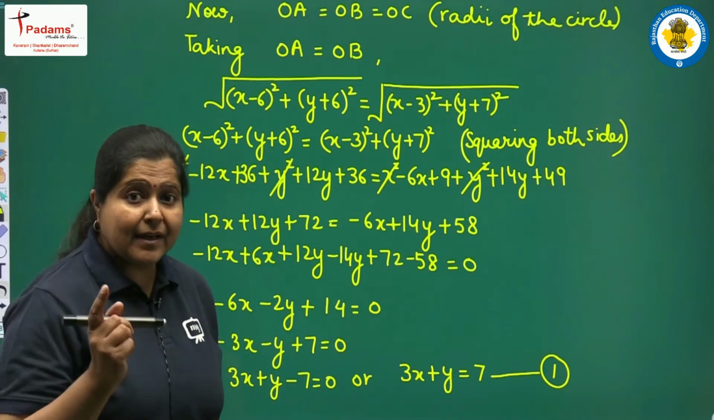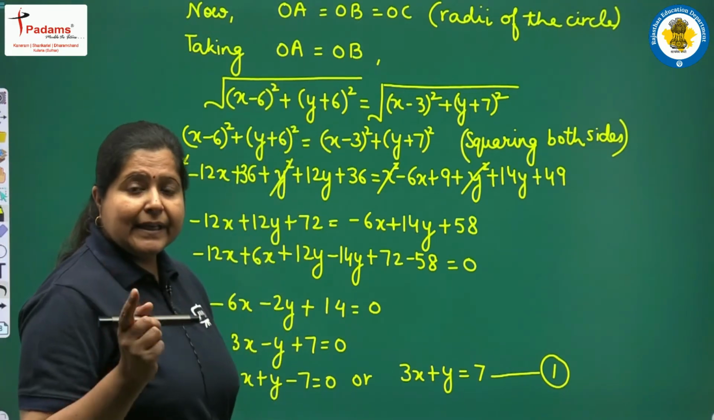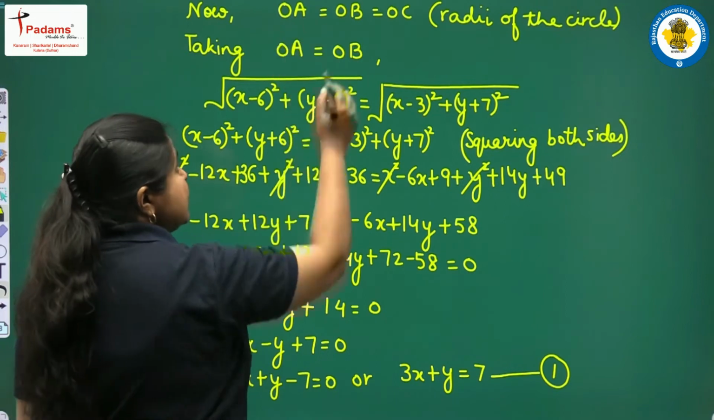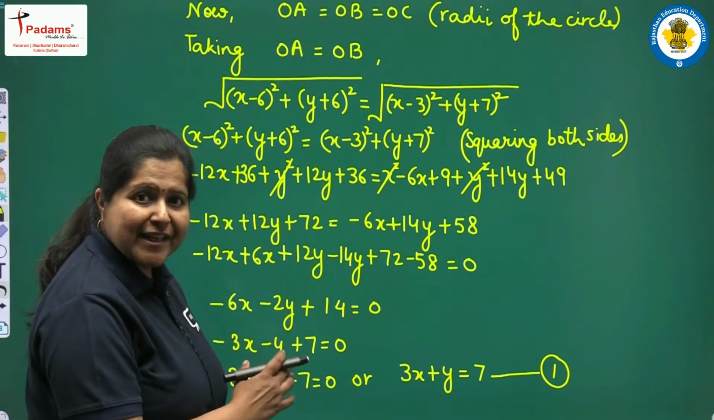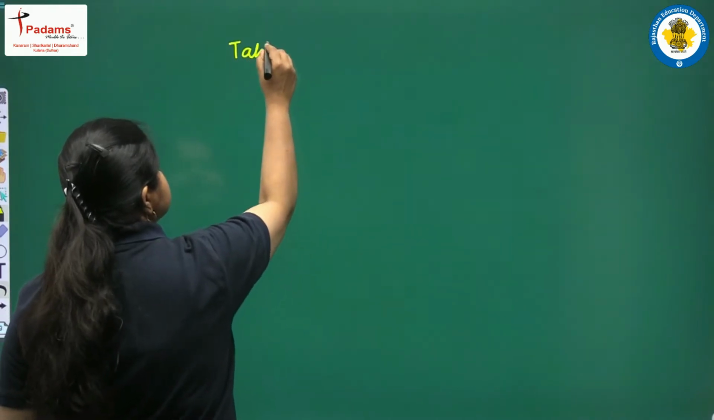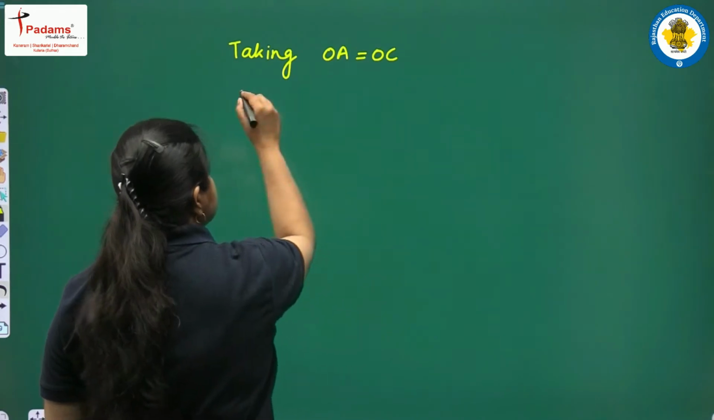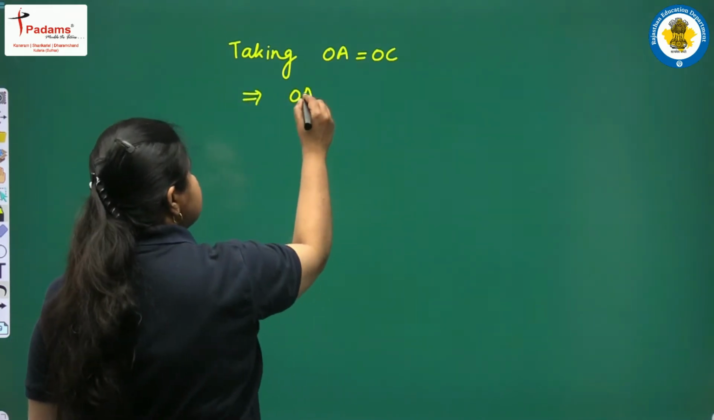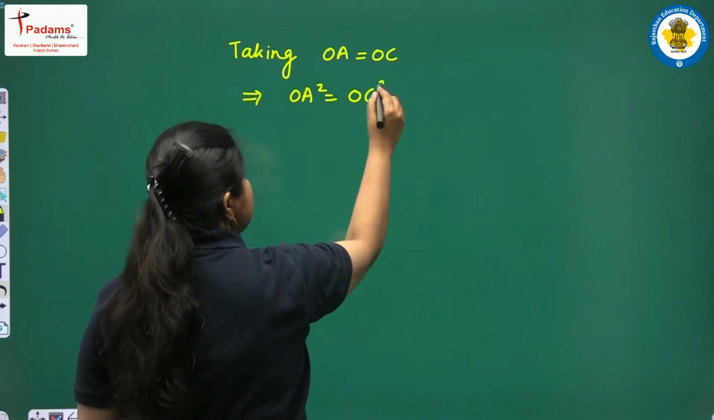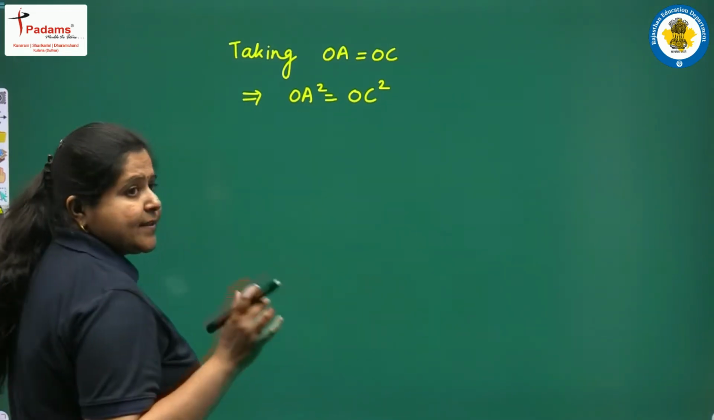ये equation हमें कहाँ से मिली है? Here we had taken OA equal to OB. Now we can take OA equal to OC. So we proceed further and take OA equal to OC. This implies OA square is equal to OC square. We are squaring it at the first step itself. Now we need to find the distance OA.